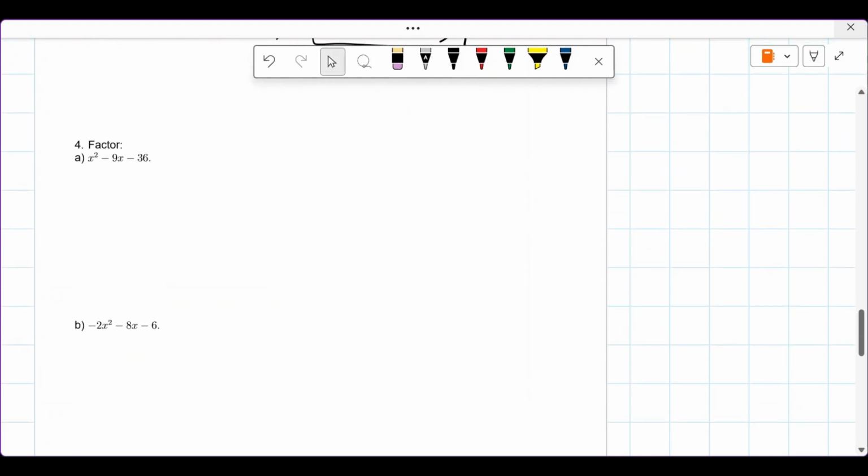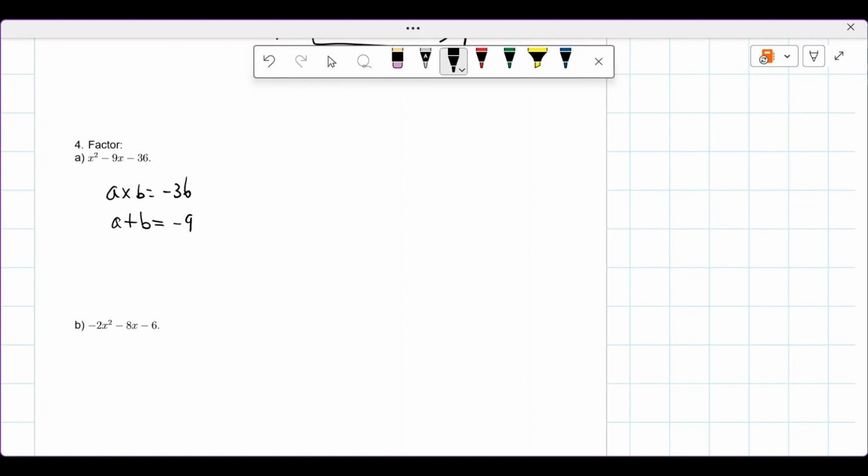Next question. Factor trinomials. In order to factor trinomials, in my opinion, the easiest way is to find two numbers that multiply to the last number, negative 36, and also add up to the middle coefficient, negative 9. So how are two numbers multiplied to negative 36?